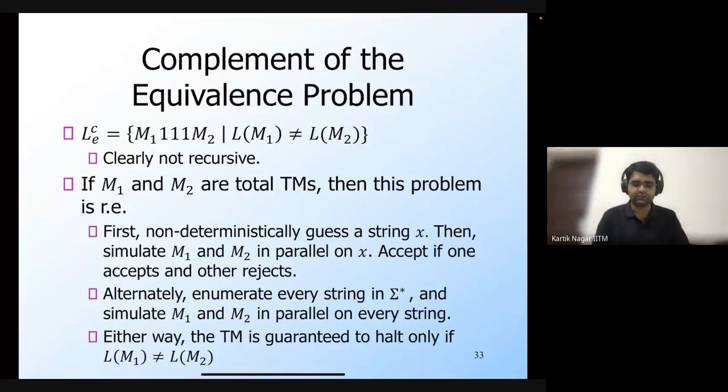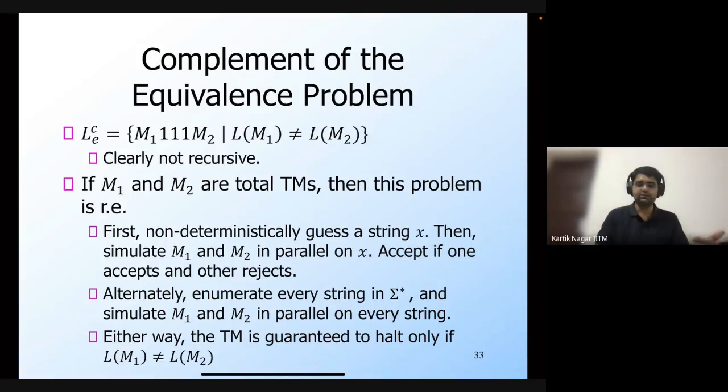So this Turing machine that we are designing is very straightforward. There are two different constructions. First is a non-deterministic construction. So I construct this non-deterministic Turing machine, and what it does is that it simply guesses some string x. Given this M1, 1, 1, 1, M2, at first it's going to guess a string x. Then this machine is going to have two tapes. After guessing the string x, it will then copy x on these two tapes, and then run M1 and M2 in parallel on x.